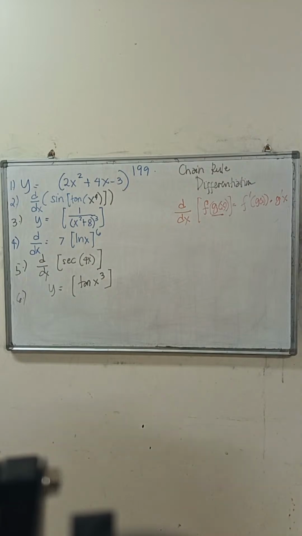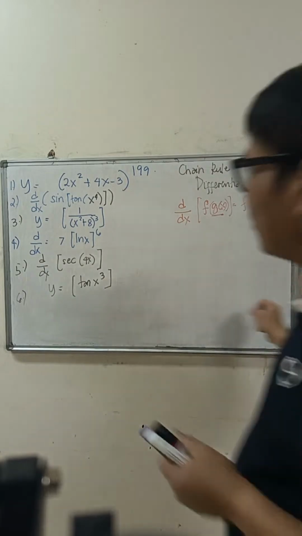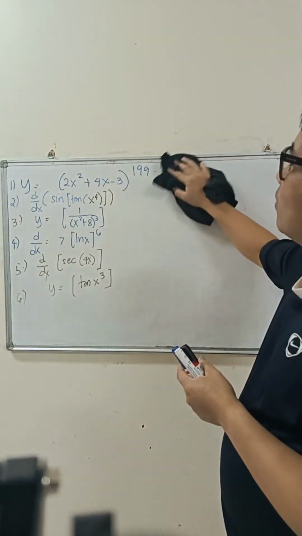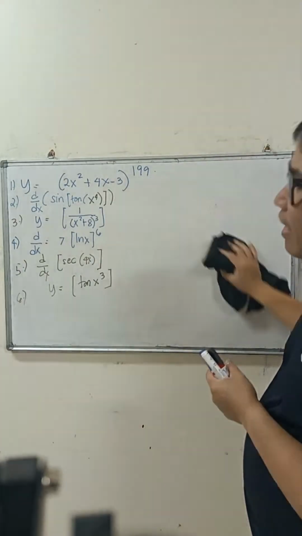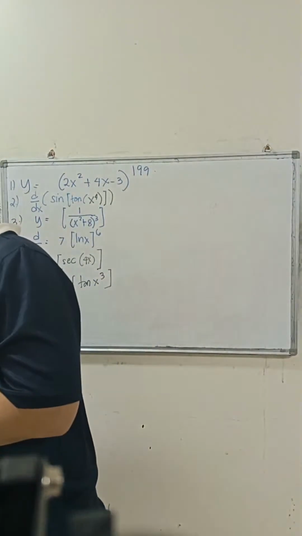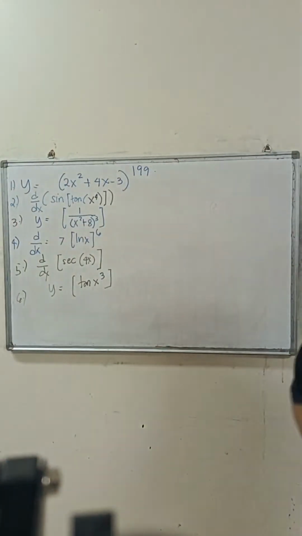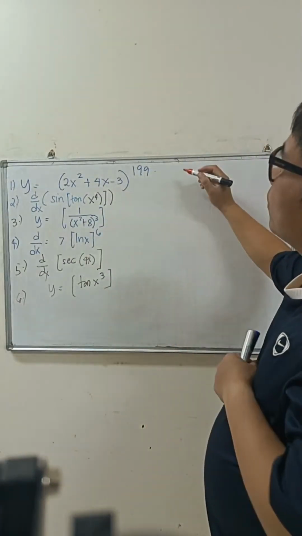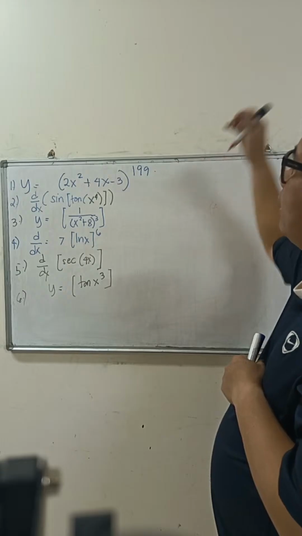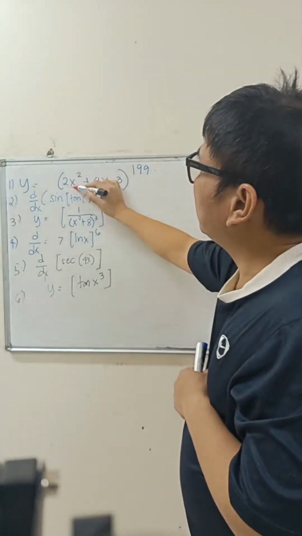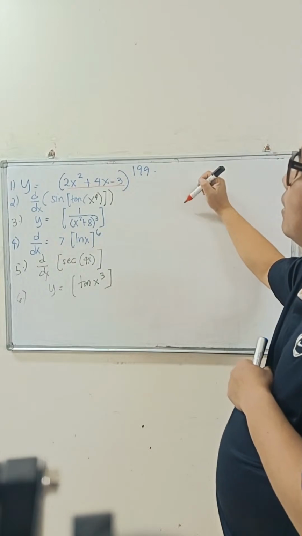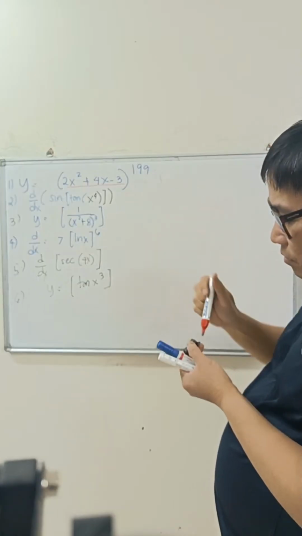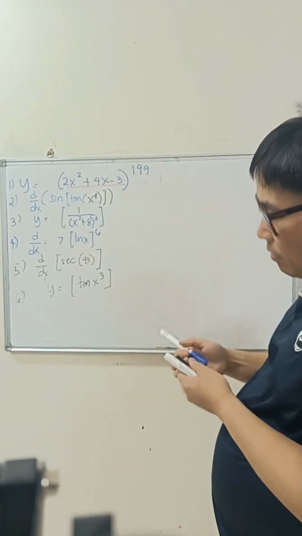So number 1. It looks like stage number 1. y is equal to 2x squared plus 4x minus 3, raised to the power 199. Do not be afraid of the exponent. This is also chain rule. The first thing to do, use power rule, and this is our u or x, and differentiate that. So it's going to be 199.